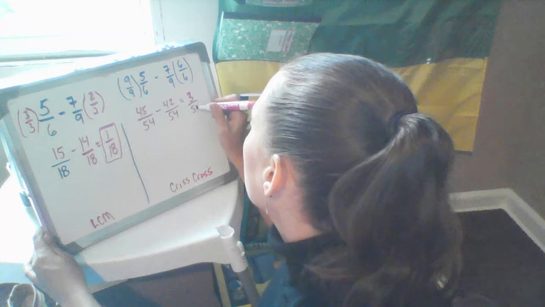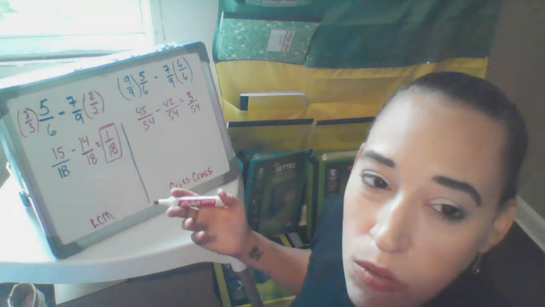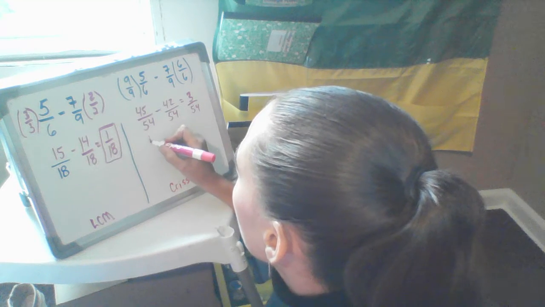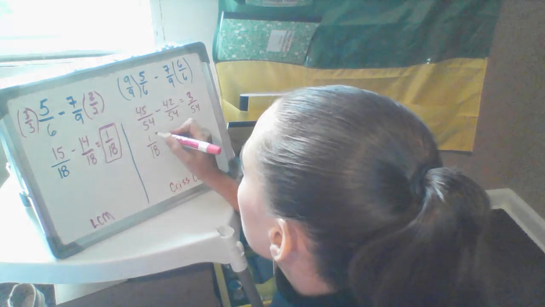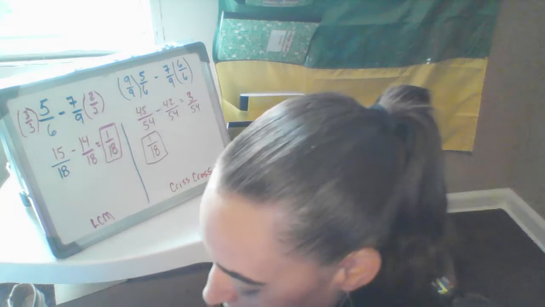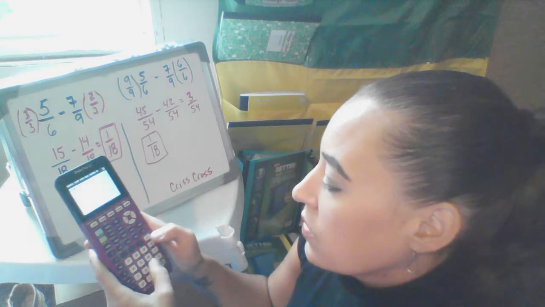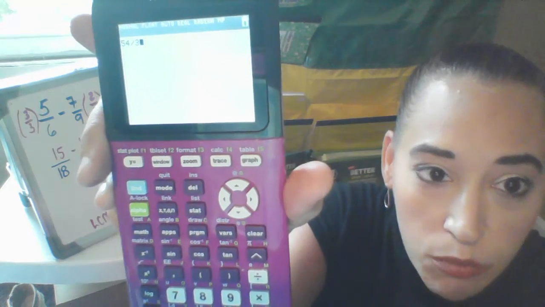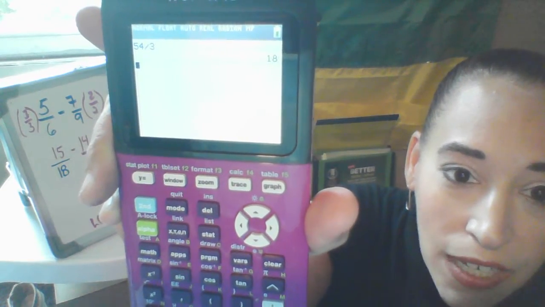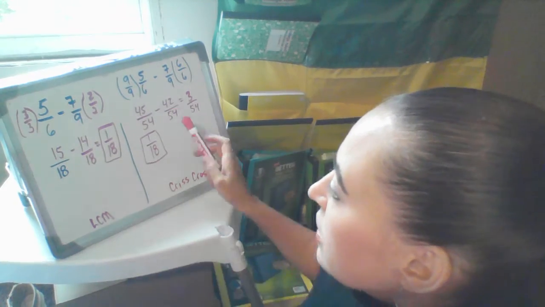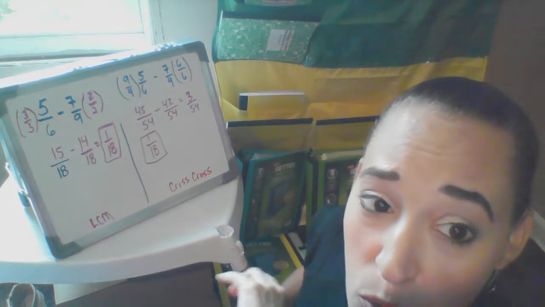over 54. So again, this one's not that bad. You only have to simplify it one time. So 3 goes into 54 18 times. And you can use your calculator if you want to check. So 54 divided by 3. Sorry, you guys, this is difficult for me doing that. Okay, so it goes in 18 times. So again, this is the crisscross method. This is using your least common multiple method.